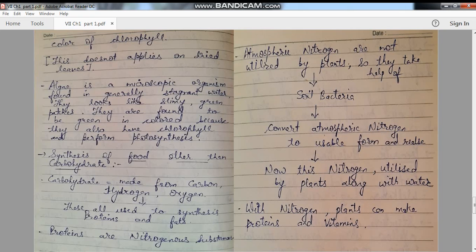Now, instead of carbohydrate, other food products are also prepared by the plants, and those food products are related to proteins, fats and vitamins. Proteins are actually nitrogenous substances. It means they have nitrogen in them.